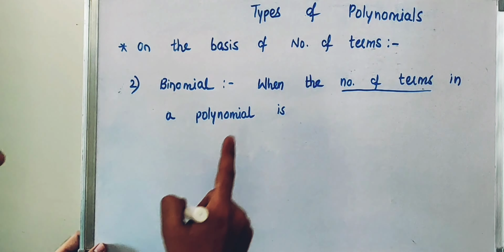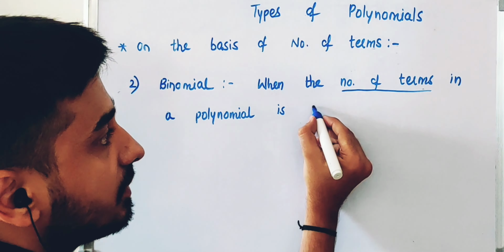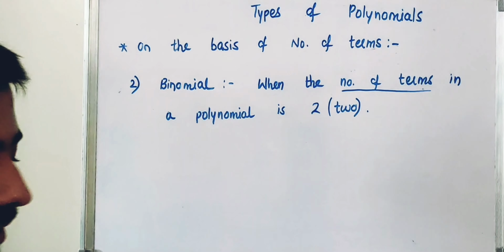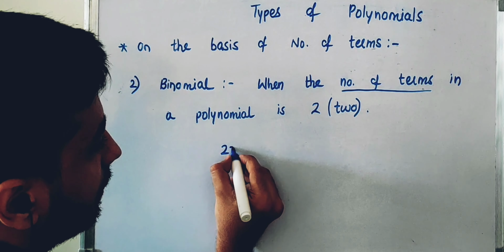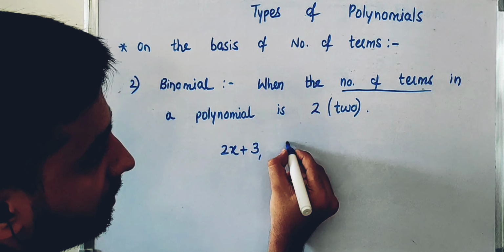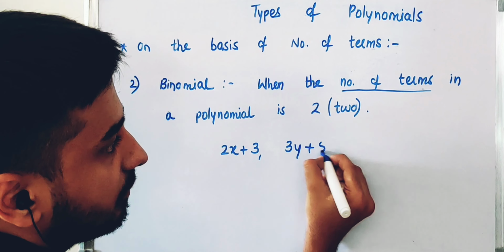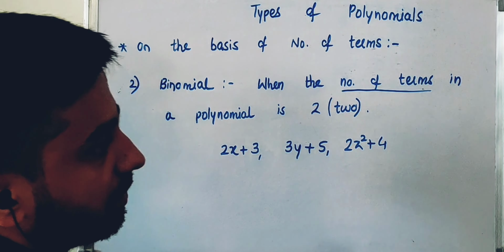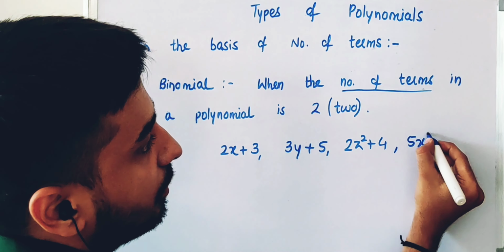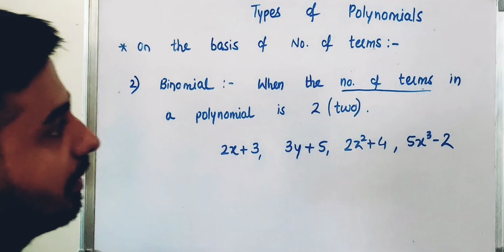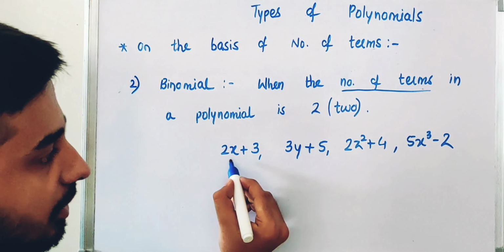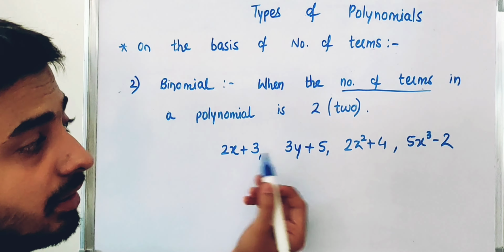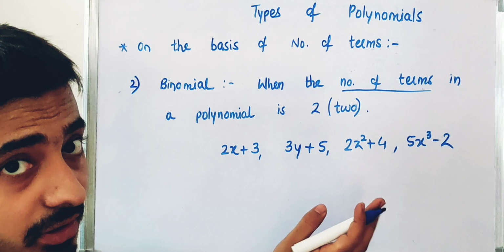Binomial. When the number of terms in a polynomial is 2, then it is known as binomial. For example, 2x plus 3, 3y plus 5, 2z square plus 4, 5x cube minus 2. Clear? How many terms are there? Two terms, separated by a sign, plus or minus.